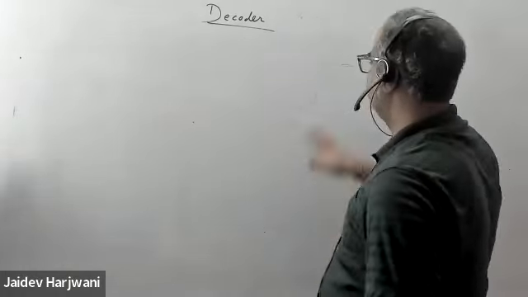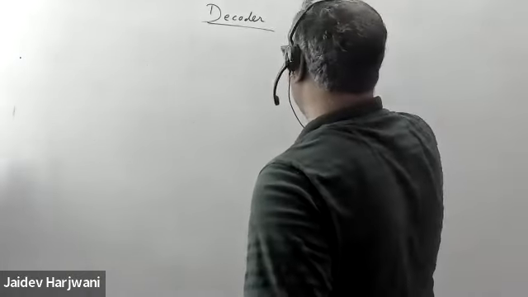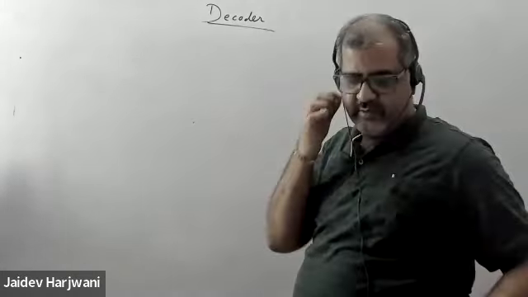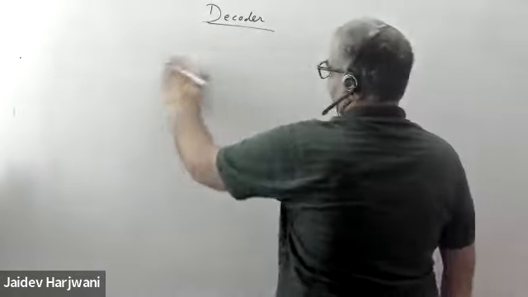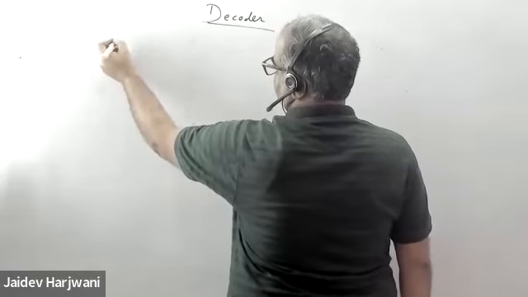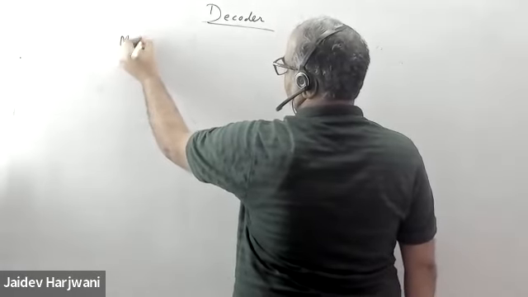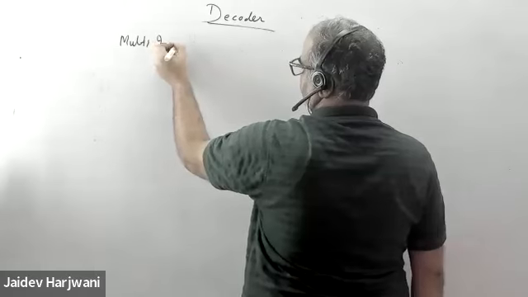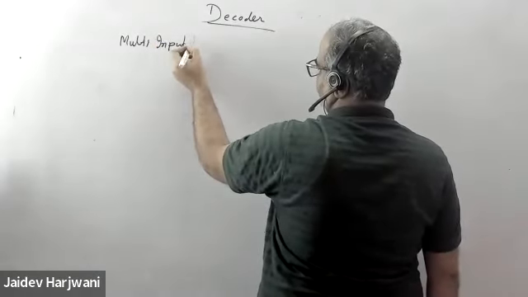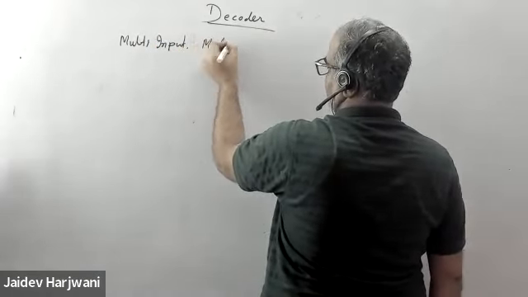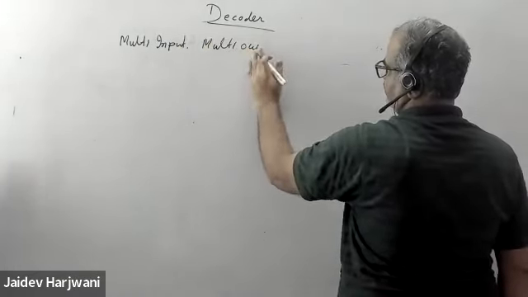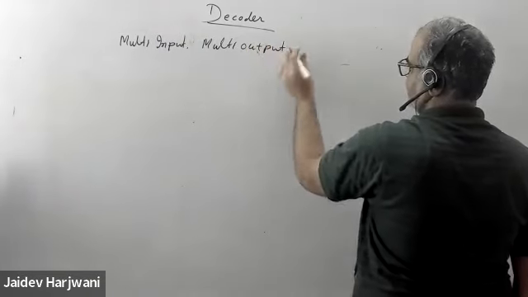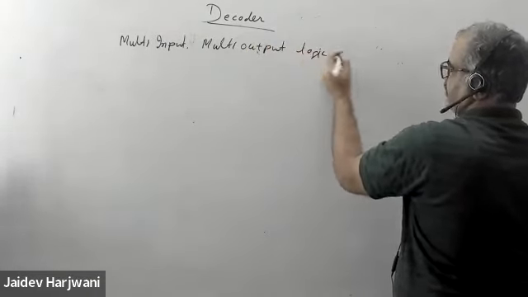Okay, thank you. So decoder. Decode means it will decode whatever we code. The decoder will decode. So this is also basically the same as an encoder. It is a multi-input, multi-output logic circuit.